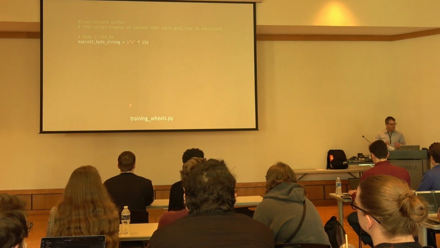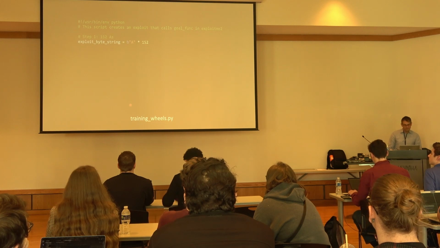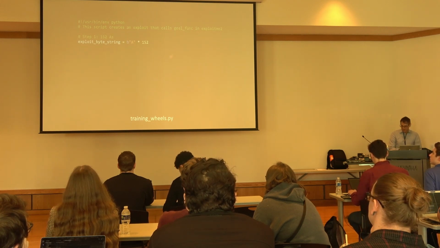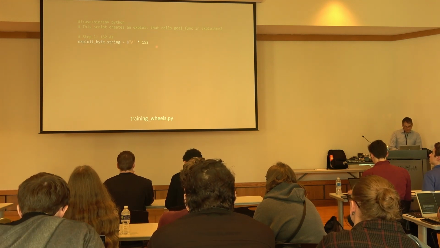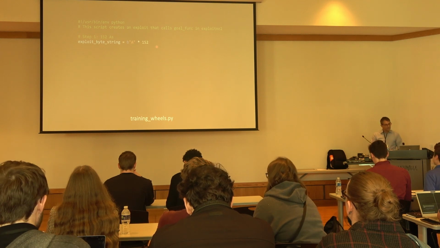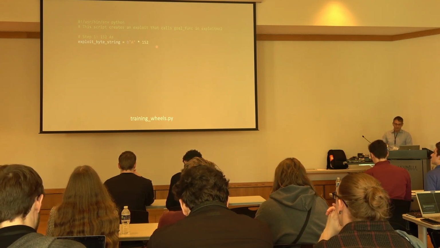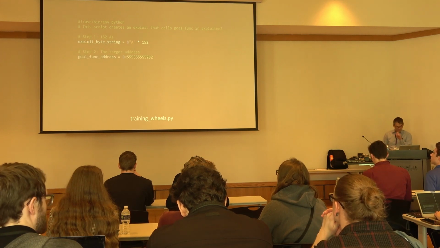If you're playing along with the dev container, this is in there. It's called trainingwheels.py. Now I'll walk you through the steps of the script. The first thing is we're going to create our 152 A's. We already saw this on the command line. All this does is make a bunch of A's. So that's the first part of our exploit.